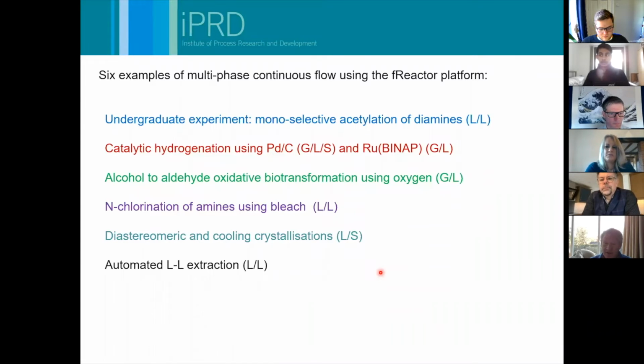I'm going to talk then about biotransformation using oxygen together with the water in which the enzymes are dissolved. Then a 2-phase system using bleach and toluene to do an N-chlorination. Then a crystallization, or 2 different types of crystallization. And lastly, a more complex example, which is an extraction, a liquid-liquid extraction.